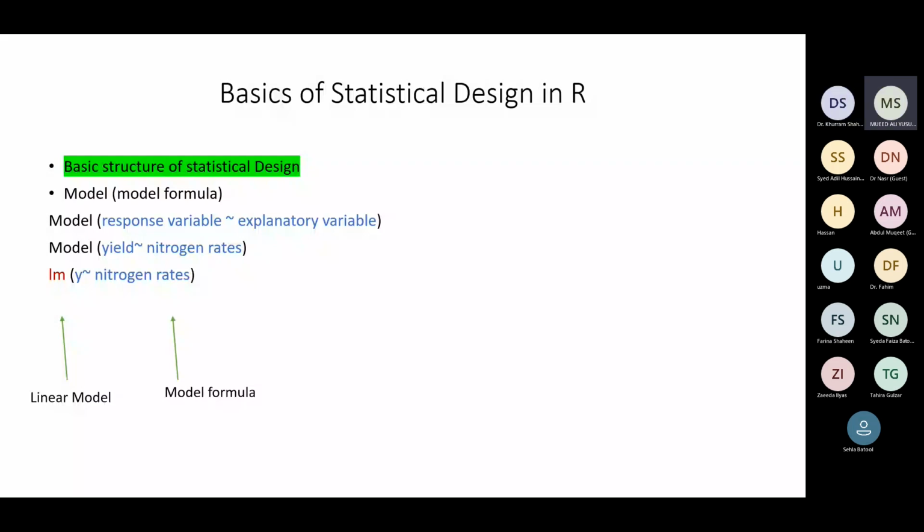This is the basic structure. R deals with all statistical models in this way. All models are available, so you have to see that they will be written in this form. You have to understand this. Next we move on. This is also a very important sign used in the model.